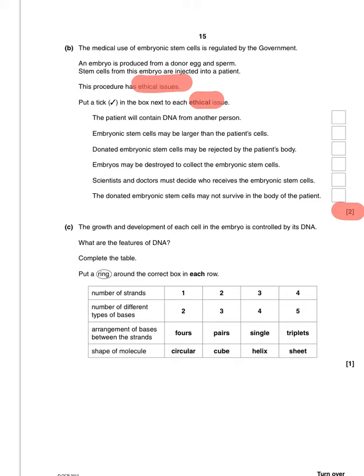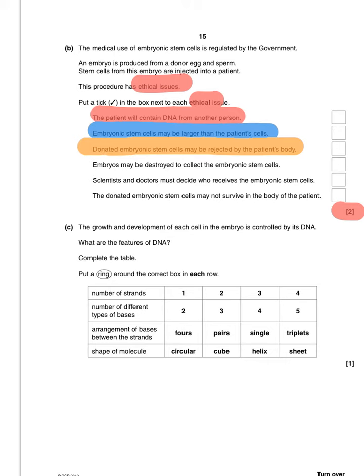So, patient will contain DNA from another person. Well, yeah, that's ethical. Okay, some people might agree that that's wrong. Embryonic stem cells may be larger than the patient cells. Well, that just sounds like nonsense. Who cares? Donated embryonic stem cells may be rejected by the patient's body. Well, that makes perfect sense, but is it an ethical issue? Embryos may be destroyed. Well, I think straight away we're going to know that one. If we're talking about destroying embryos, then we're talking about destroying life, potentially. It's got to be an ethical issue.